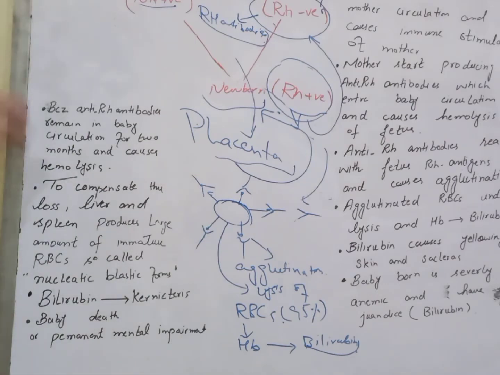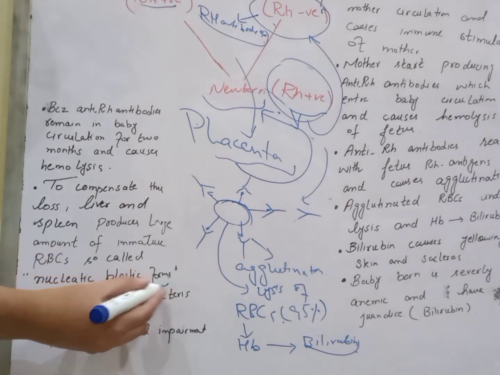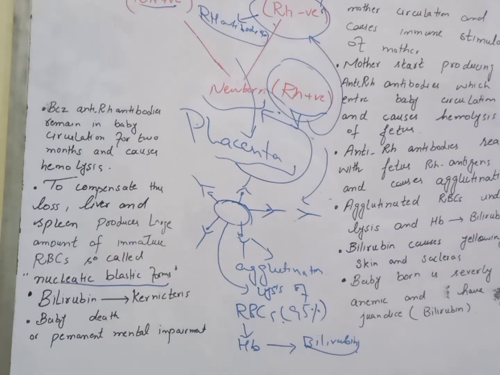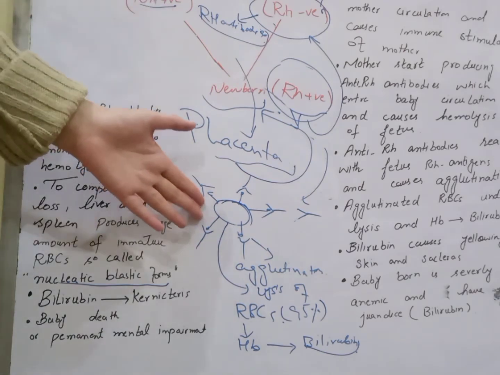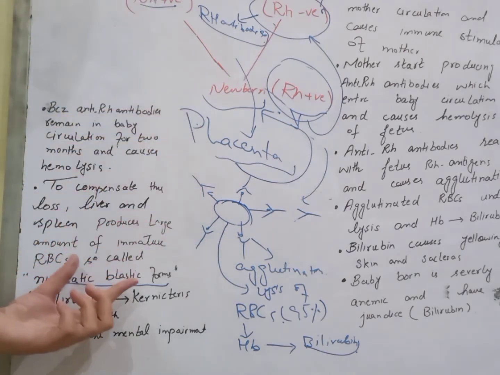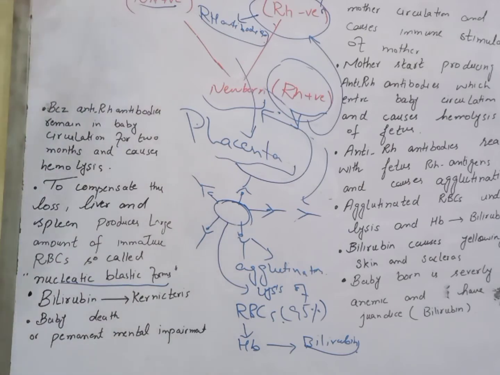The liver and spleen try to compensate, but because in a short time they have to prepare the RBCs, the RBCs produced will be large nucleated blastic forms, which is why it is called erythroblastosis fetalis. The RBC size will be large, they will be immature, and they will be produced in large amounts because the baby is anemic. So due to this form, the disease is called erythroblastosis fetalis.